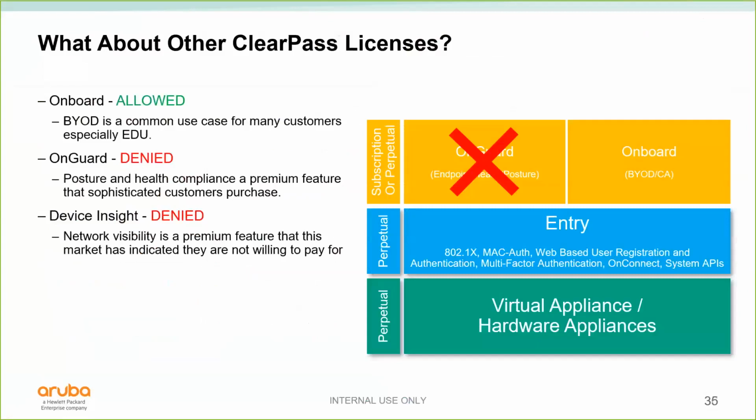Okay, so one last caveat here. When you use entry-level licenses, you're not going to be able to use OnGuard. And if you do decide to buy into ClearPass Device Insight, you're not going to be able to use that at all either. You do still get to use your BYOD features, so you're still okay there. But that posture health assessment as well as the device insight are two features you're not going to be able to take advantage of.